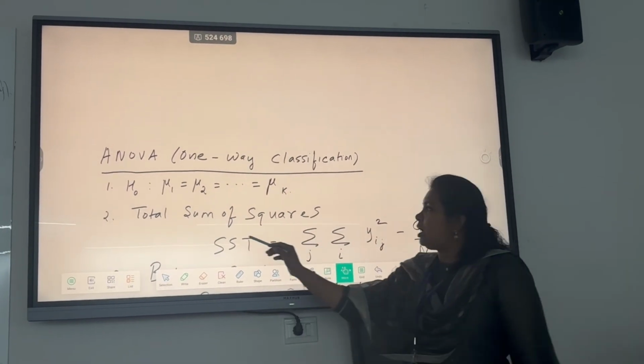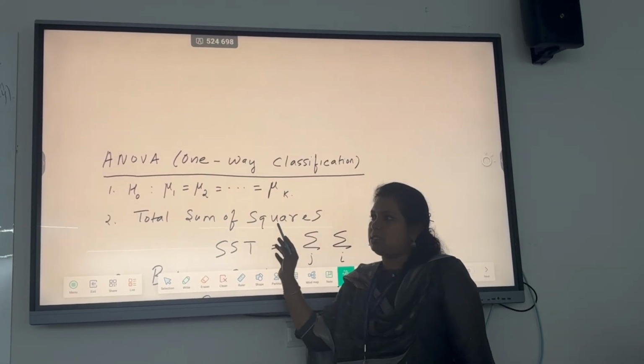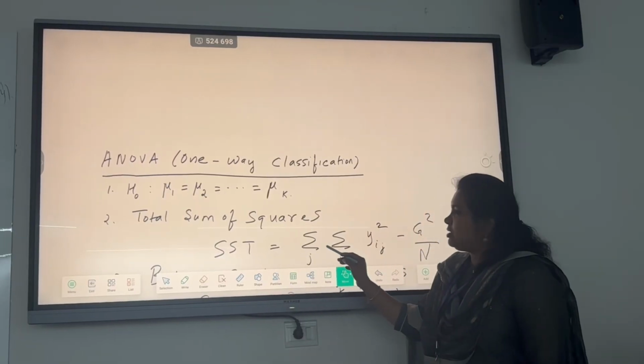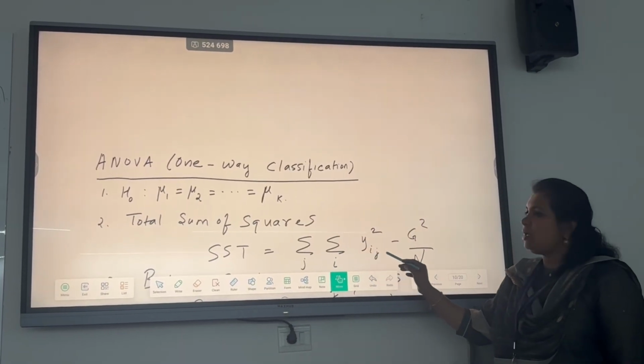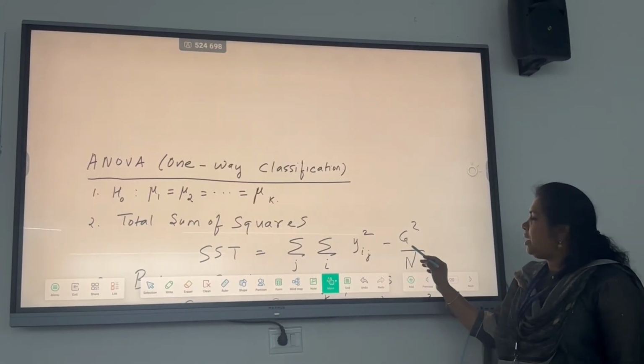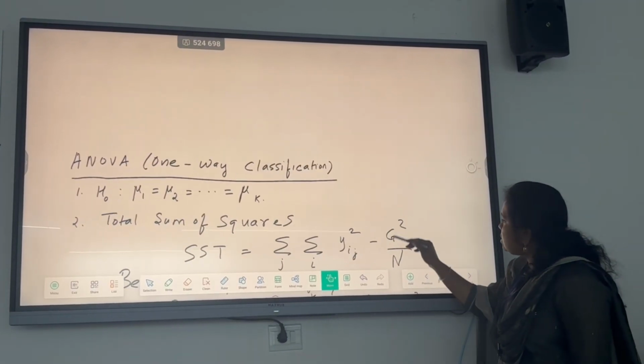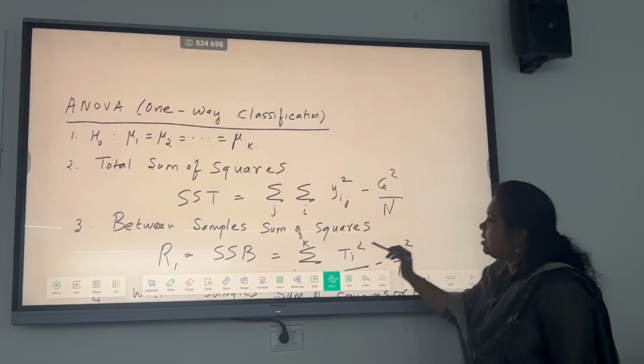Next, we have to calculate the total sum of squares, which is SST, which is the summation over j, summation over i, yij squared minus G squared by N. This G squared by N we call the correction factor.